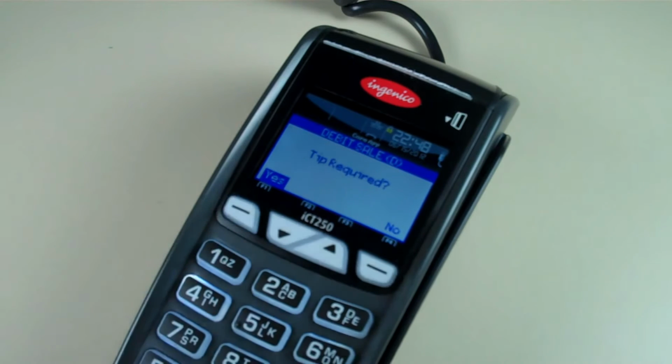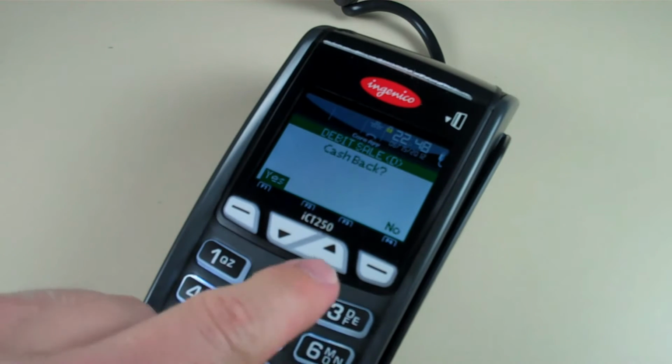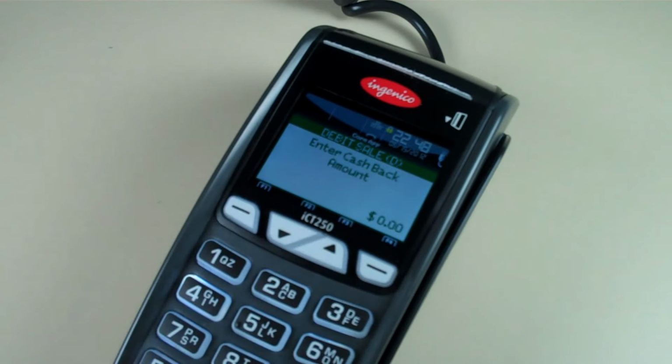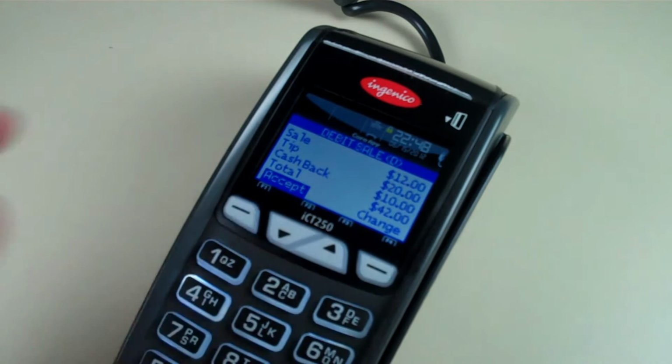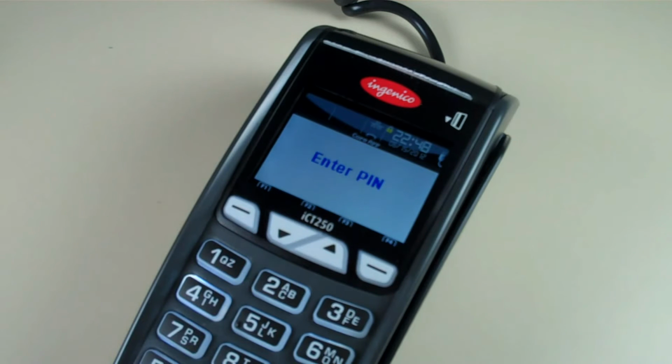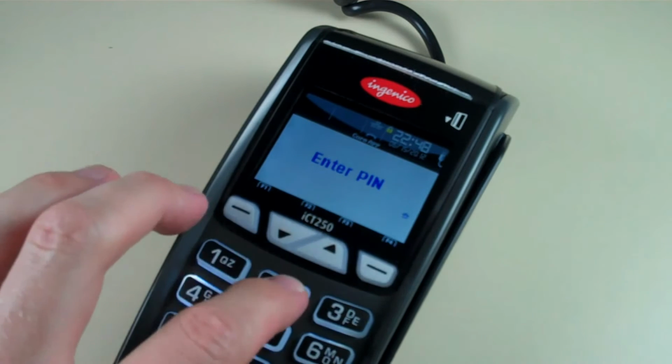Press Yes to confirm the total, Yes to add a tip, and enter the tip amount. Press Yes or No for cash back, and enter the cash back amount. You'll now see the total and can accept if the total is correct. The customer can then enter the PIN.